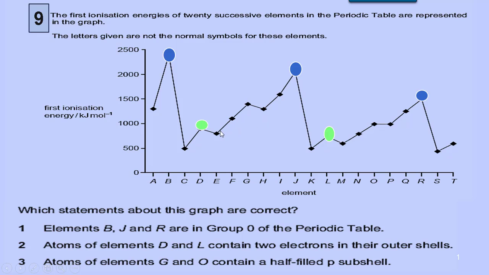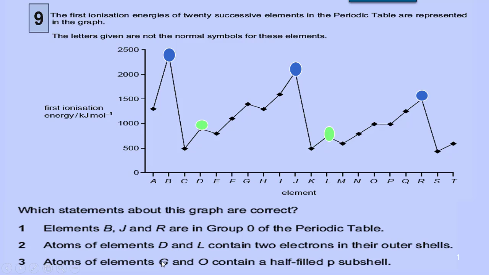Let's complete counting. 5, 6, 7, 8, 9, 10, 11, 12. Element L contains 12 electrons. Its electronic configuration will be 1s2, 2s2, 2p6, 3s2. Also, it has 2 electrons in the outer shell. The second statement is also correct. Let's move to the third statement.